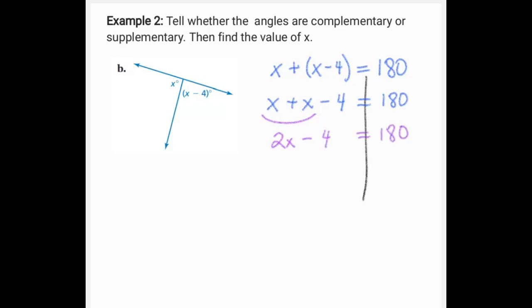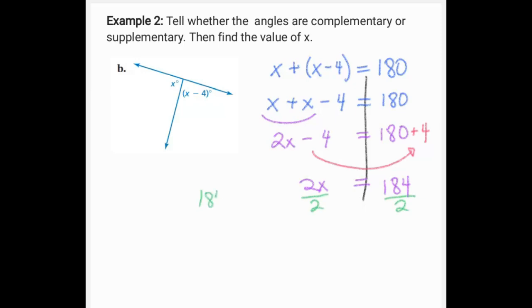And if we bring our minus 4 over to the other side of the equal sign, since it's a minus 4, we're going to do the opposite sign, giving us a plus 4 now. And so we have 2x is equal to 184. Our next step is to either multiply or divide. Since I have 2 times x, the opposite of multiplication is division. So we're going to divide both sides by 2.